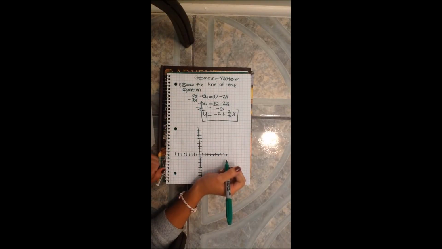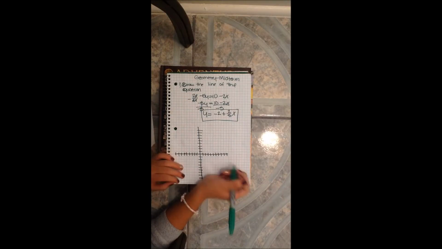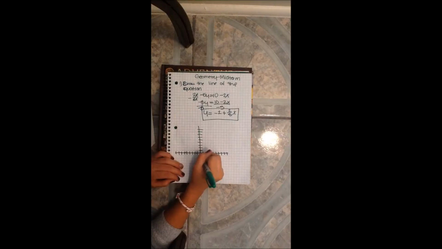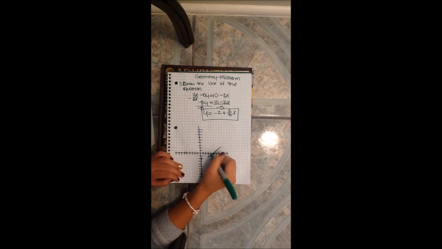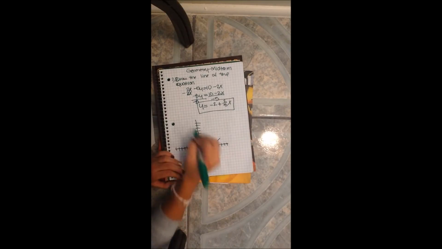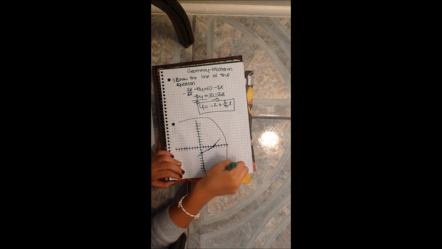So the y-intercept is negative 2, and my slope is 2 over 5. Go up 2, and 5 to the side: 1, 2, 3, 4, 5. Connect it, and this is my answer.